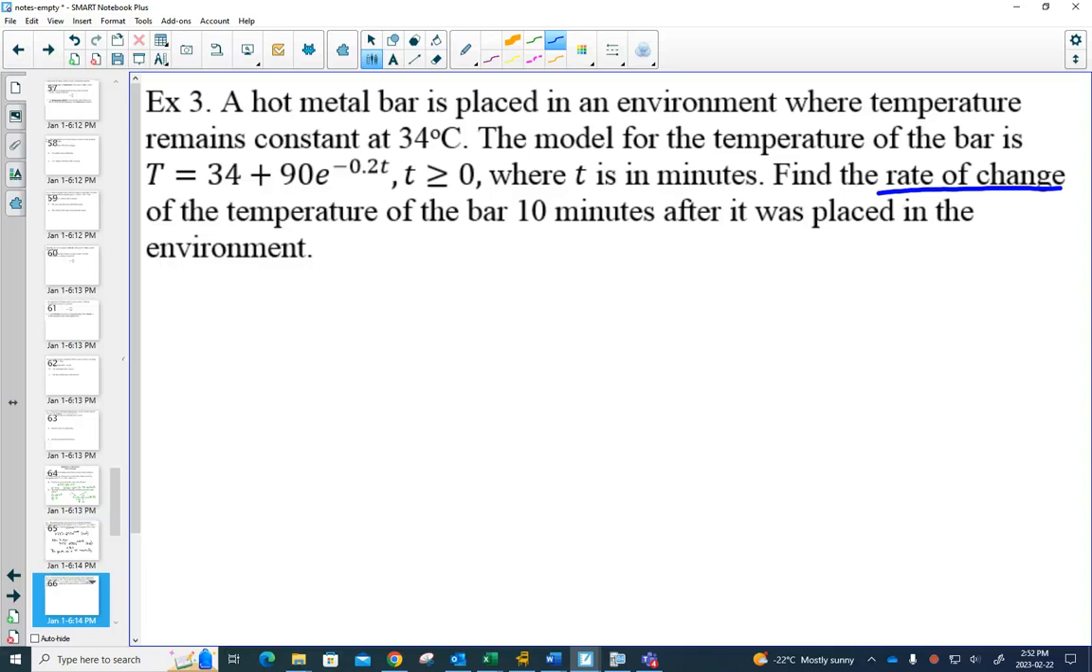The model for temperature of the bar is 34 plus 90e to the minus 0.2t, where t is in minutes. So first of all, when I get a question like this, I like to play around with some of the ideas in my head. Like, how hot is this bar? Well, when t is 0, this would be e to the 0, which is 1, times 90, plus 34. So this bar is 124 degrees Celsius. Would not recommend touching that bar at that moment. Okay?